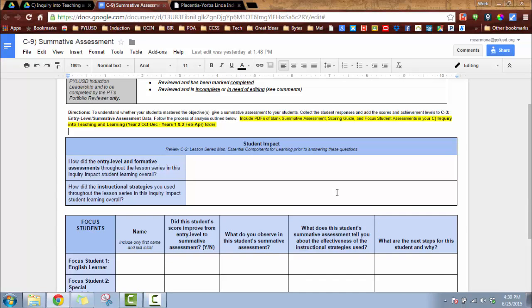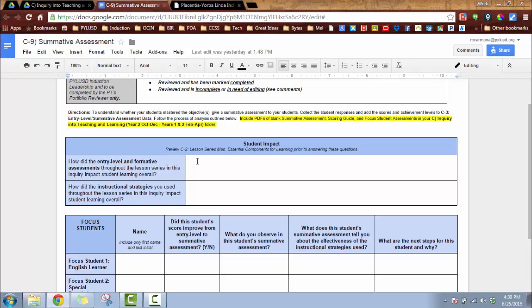So once again, you're going to look at impact. Now, this drills down a little bit further. You're at the end of your inquiry. So now you're looking at the summatives, and you're tying what you know now to what you've done throughout the entire lesson series. How did the entry-level assessment and then all of the little formative assessments you did along the way impact overall student learning?